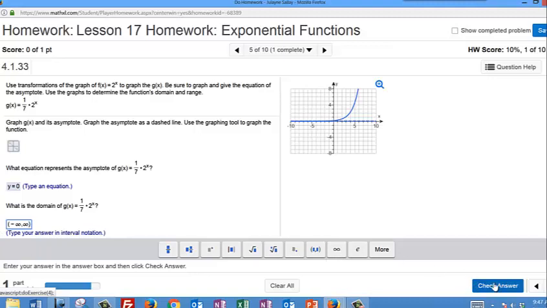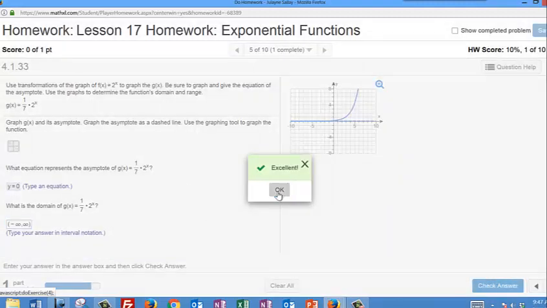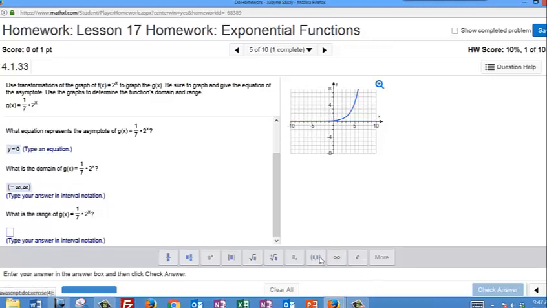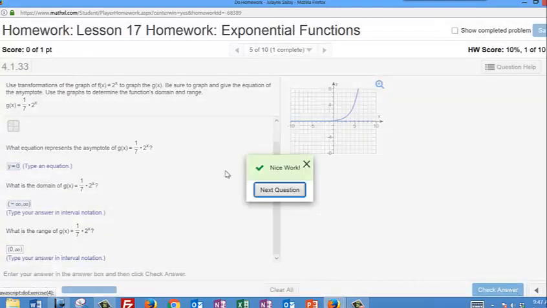So -infinity to +infinity. But the range is not going to be all reals. As low as it can go is 0, but it can't actually include 0. All the way up to infinity, so the range is going to be, use the parentheses because I can't include 0, so I'm going to use the parentheses there. Comma, infinity. Go ahead and check that answer, and we are done.